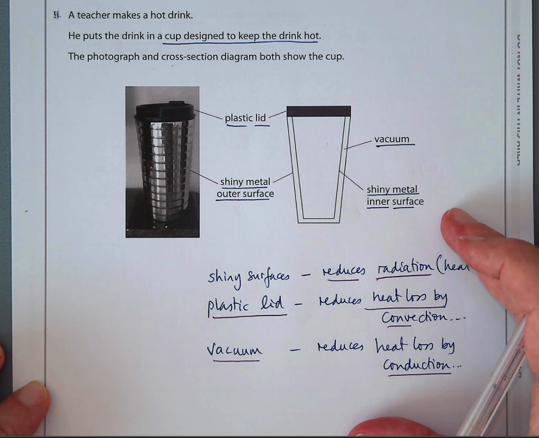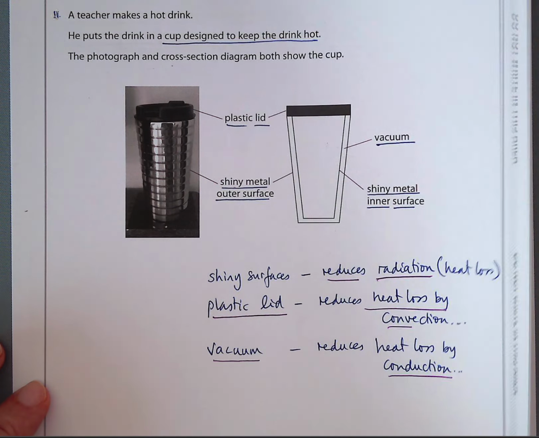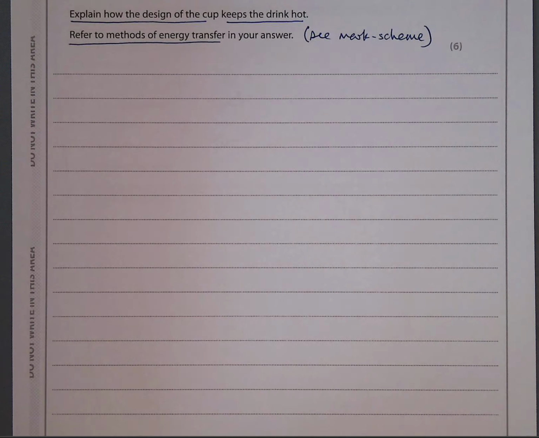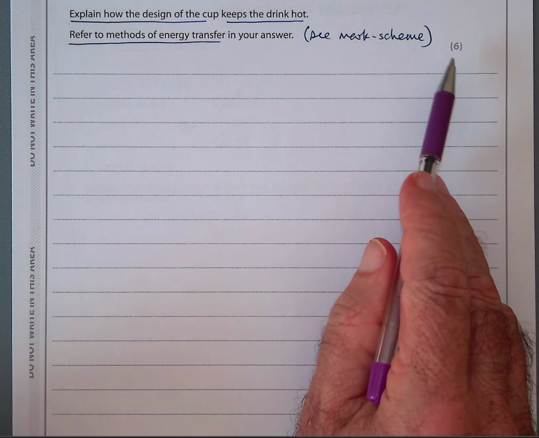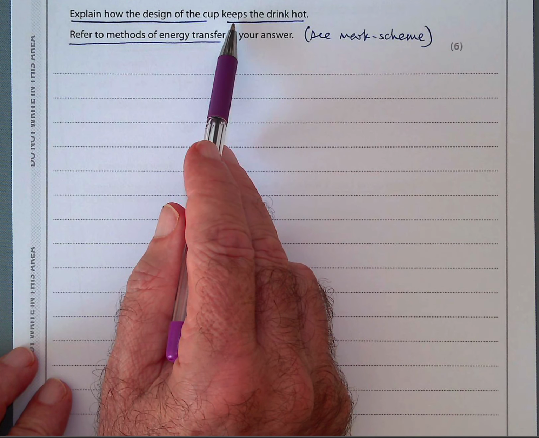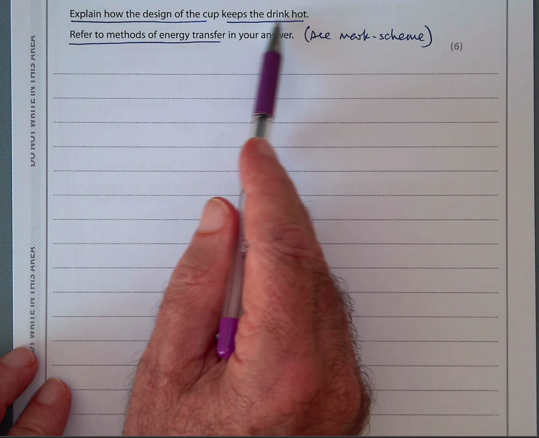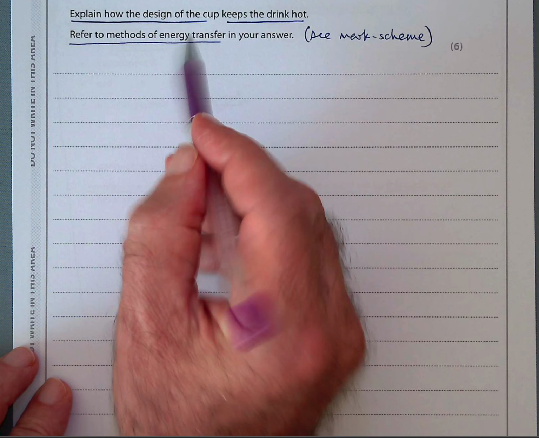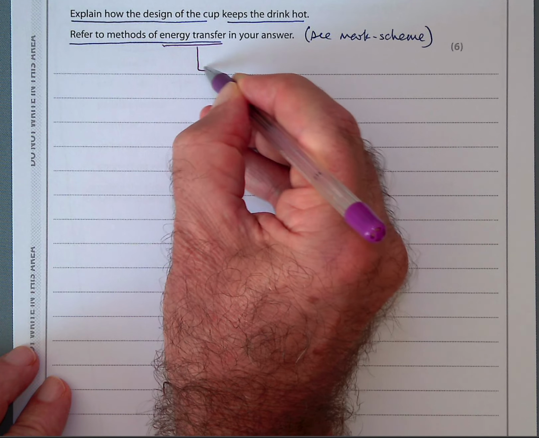If I'd just written this down, I'd automatically get 3 marks. But you've got to change that and make it the answer, which is 6 marks. So explain how the design of the cup that I just described to you keeps the drink hot. Refer to methods of energy transfer. Okay, so how can thermal energy transfer?